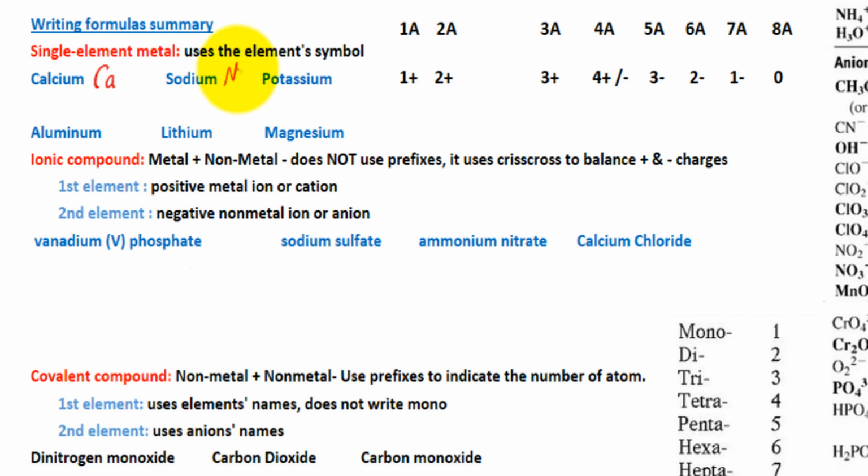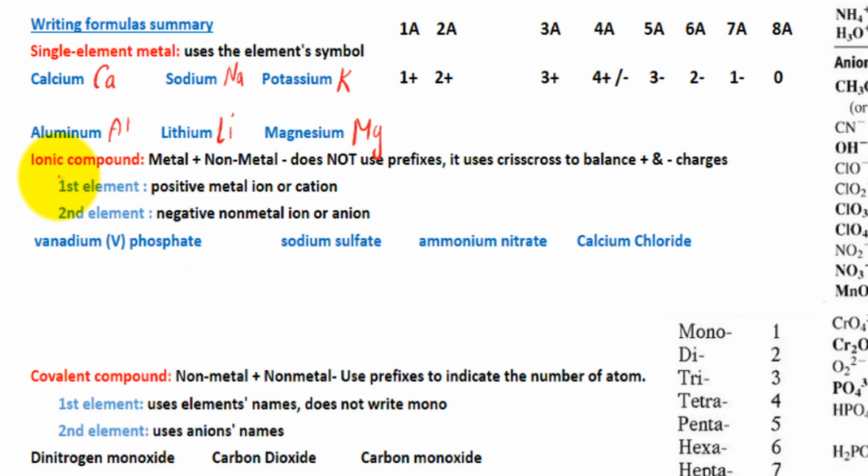Sodium is Na. Potassium is K. Aluminum is Al. Lithium, Li. Magnesium, Mg. So again, when you see a single element metal, use the element symbols on the periodic table.